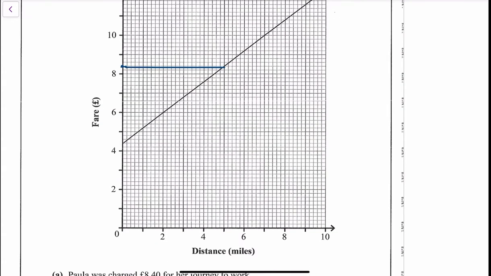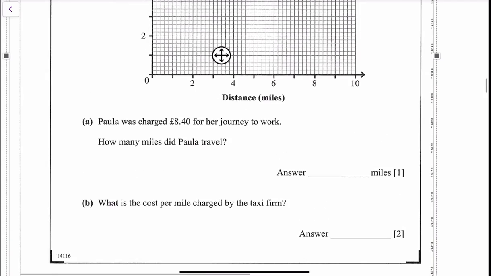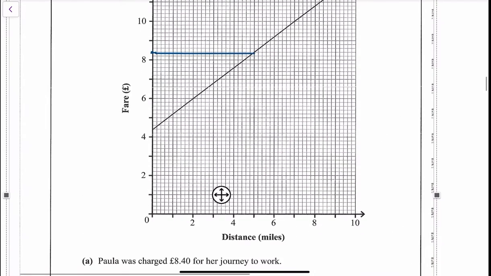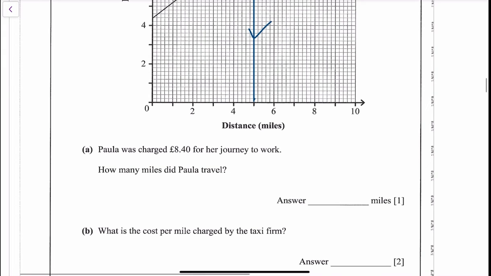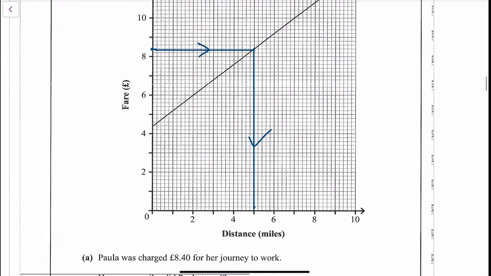So across and down, use your graph, draw this in. Draw this in, please. So across and down, and you can see from my diagram, I'm hitting at 5. So it's 5 miles. What was the cost per mile charged by the taxi firm?